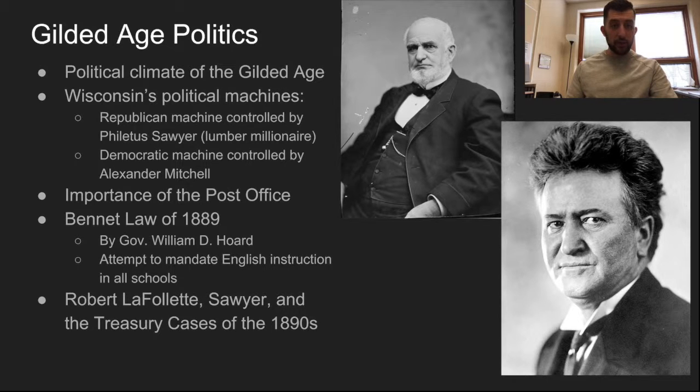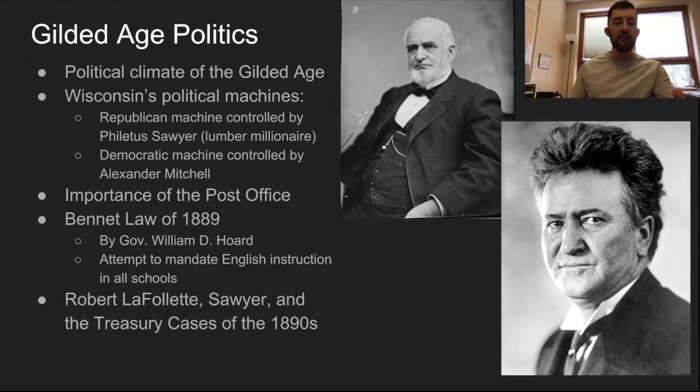So Philetus Sawyer, the lumber millionaire, was your Republican boss of these political machines. And the Democratic political machine was controlled by our railroad guy, Alexander Mitchell. The post office, funnily enough, was central to the strength of the political machines, because at this point the governments were still relatively small. Most of the jobs in government were in the post office, as postmasters and that sort of thing. So most of these patronage jobs that the government would give out were post office jobs. If you could control the government, you could control the post office, you could control patronage, which means through your political machine you could control state politics.